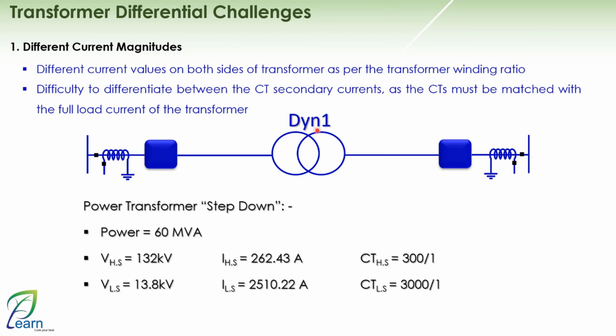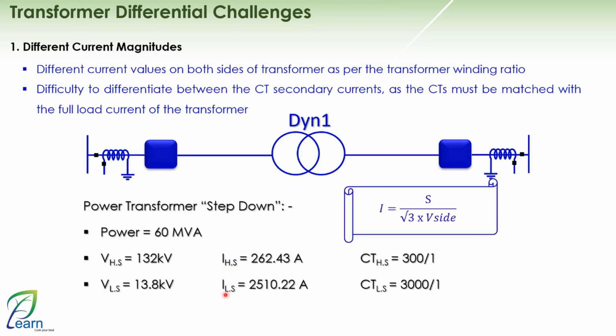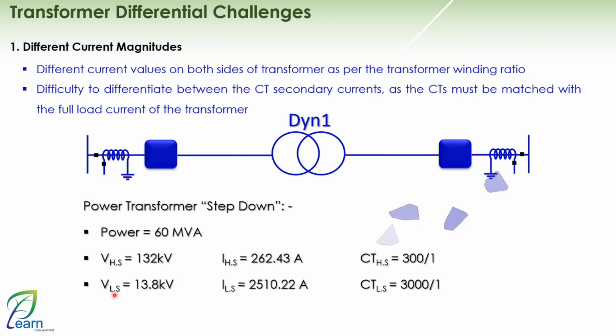If I told you that I have a transformer and this transformer is step down, the power of the transformer is 60 MVA. The voltage on the high side is 132 kV and the voltage on the low side is 13.8 kV. If we calculate the current on the high side and the current on the low side, the current on the high side will equal the apparent power, S, divided by the square root of 3 times the voltage on the high side, and the current on the low side equals the apparent power, S, divided by the square root of 3 times the voltage on the low side.